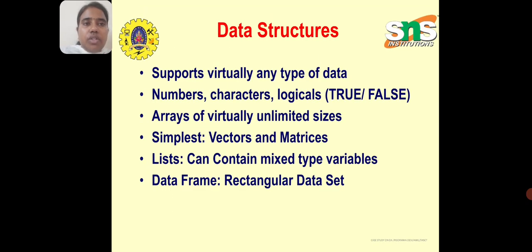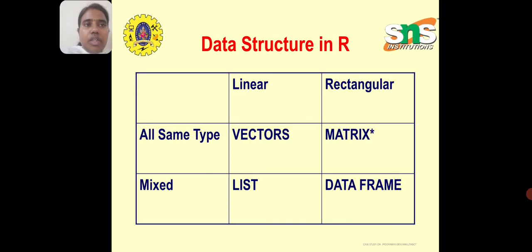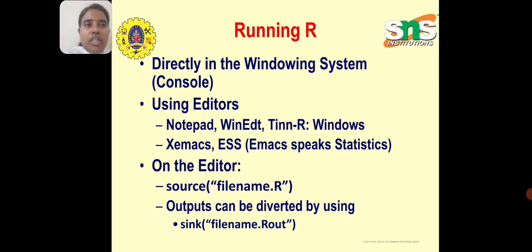Data structures: R supports virtually any type of data: numbers, characters, logicals, true or false. Arrays of virtually unlimited size, the simplest being vectors and matrices. A list can contain mixed-type variables, and a data frame is a rectangular data set. Vectors and matrices are linear and rectangular, all of the same type, while lists and data frames are mixed.